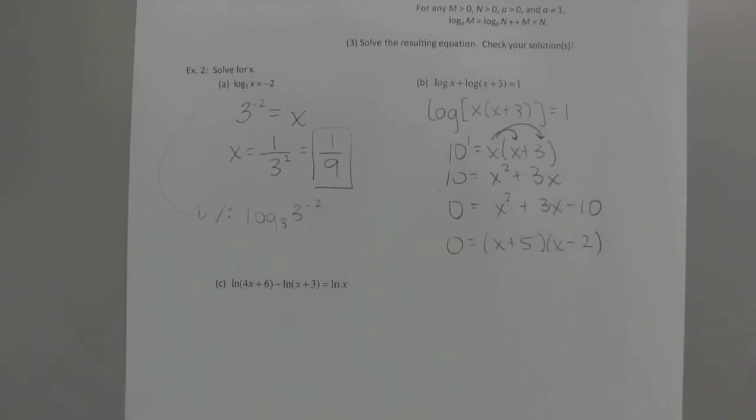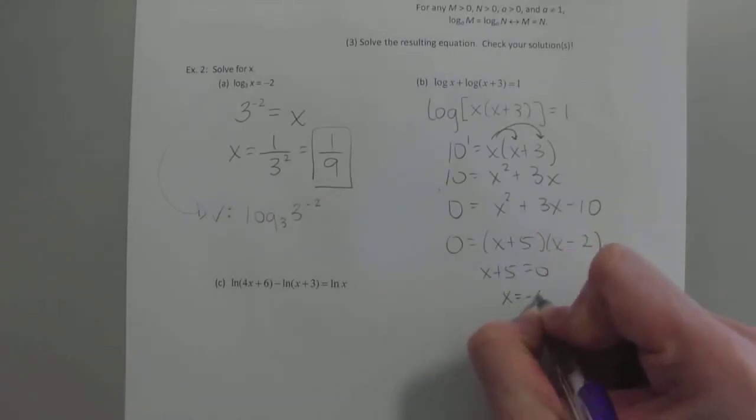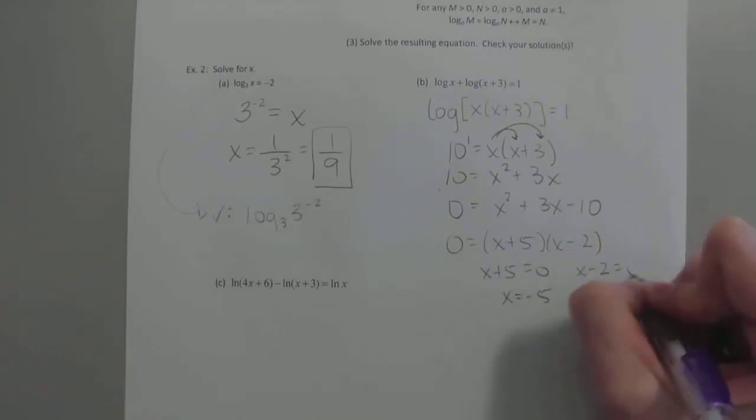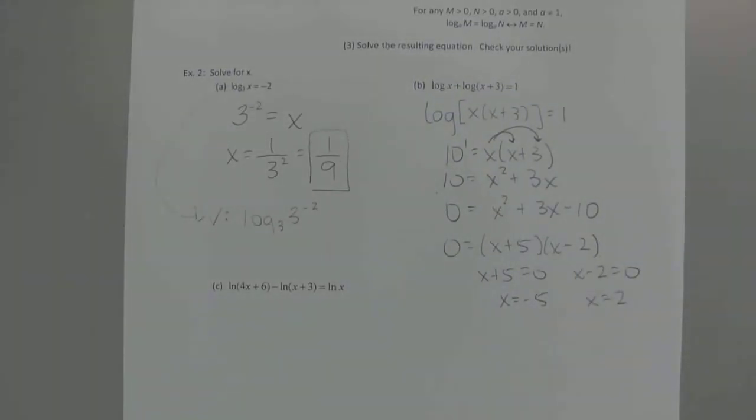Because think about what we have. And this is something that I think we take for granted. We just do it and we don't realize. We have a product. 2 numbers, when they multiply, equals 0. How do 2 numbers multiply to be 0? One or the other is 0. So let's see where that happens. So x plus 5, when we set it equal to 0, we get what? Negative 5. And then x minus 2, when we set it equal to 0, we get positive 2.